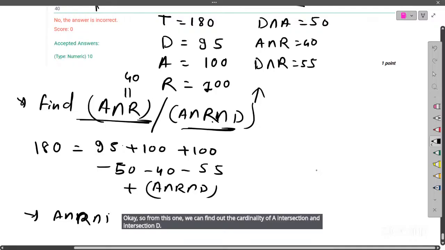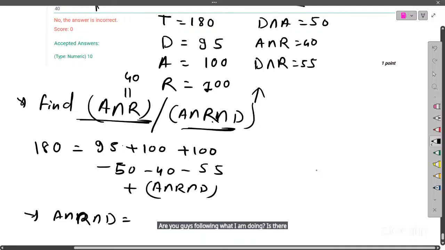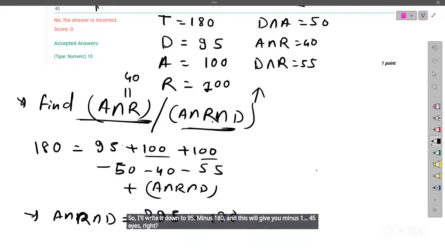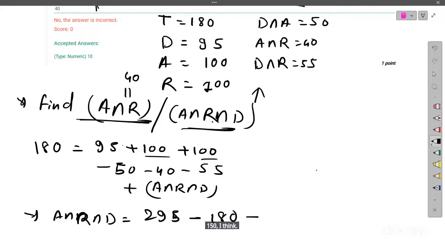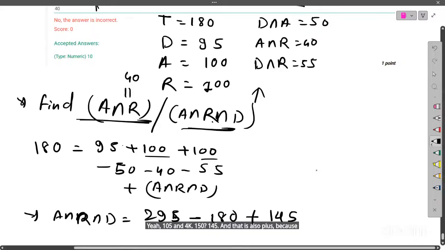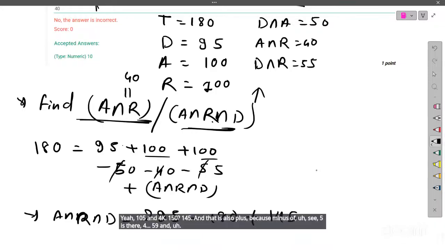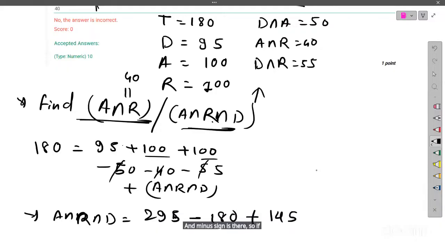Are you guys following what I am doing? Is there a doubt? No, ma'am, no doubt. Fine. So 100 plus 100 is 200, so 295 minus 180. I'll write it down: 95 minus 180 gives you minus 145, I guess. And that is also plus, because minus 145 is on the left, and if it jumps over to the right-hand side, you will get the plus.